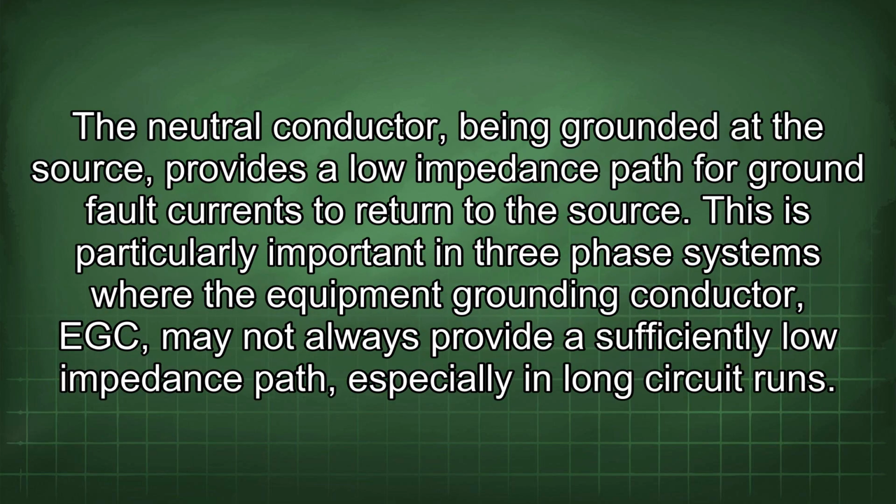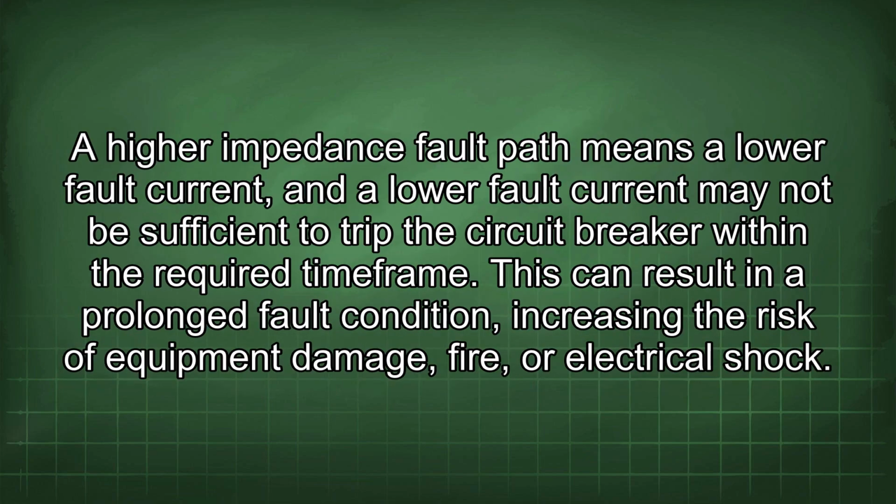The neutral conductor, being grounded at the source, provides a low impedance path for ground fault currents to return to the source. This is particularly important in three-phase systems where the equipment grounding conductor (EGC) may not always provide a sufficiently low impedance path, especially in long circuit runs. A higher impedance fault path means a lower fault current, and a lower fault current may not be sufficient to trip the circuit breaker within the required time frame. This can result in a prolonged fault condition, increasing the risk of equipment damage, fire, or electrical shock.